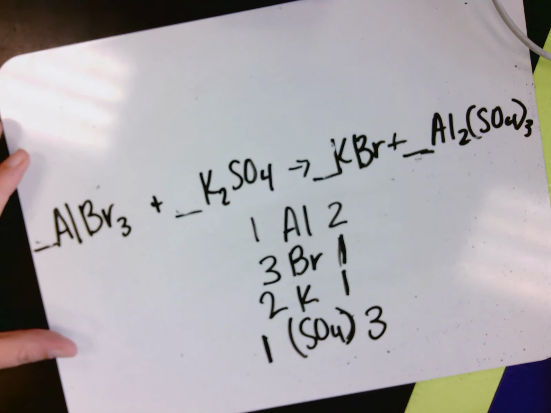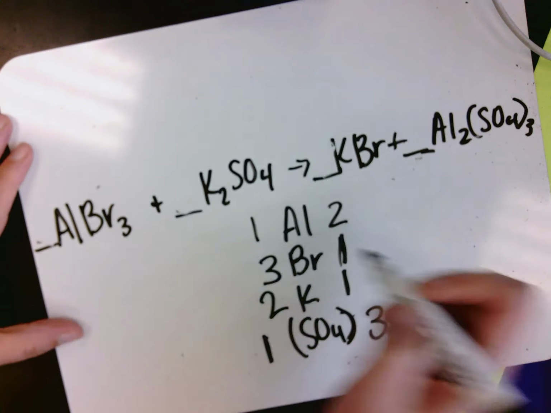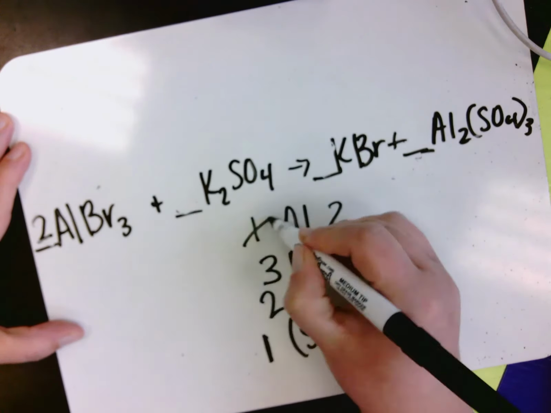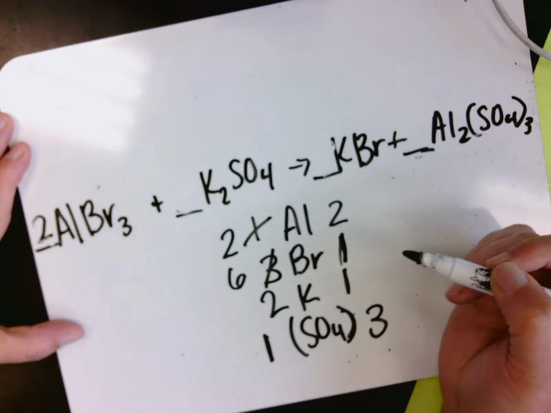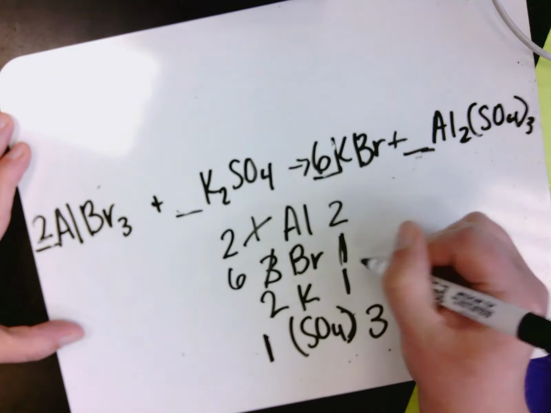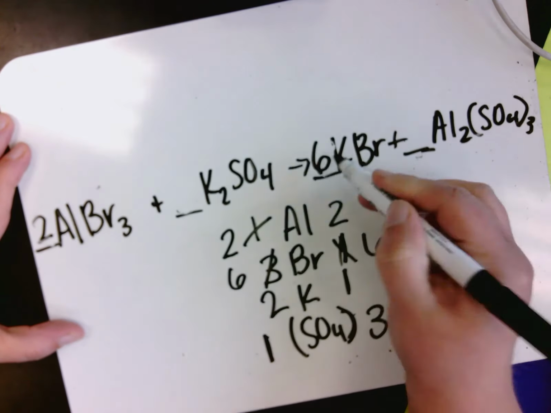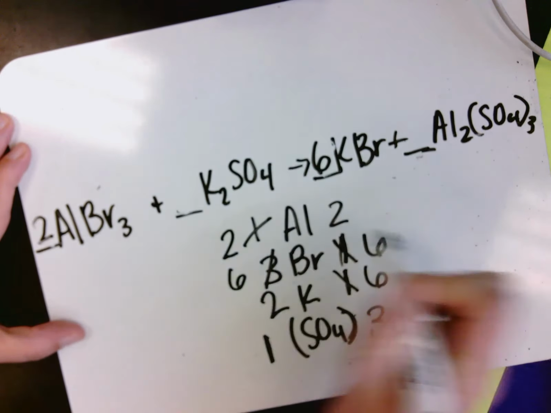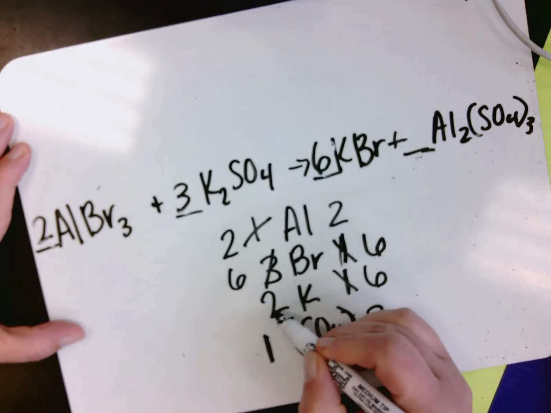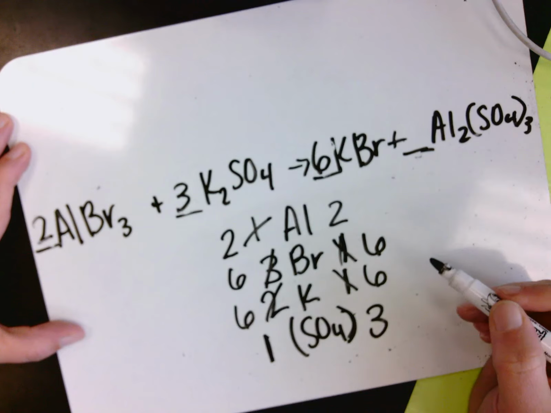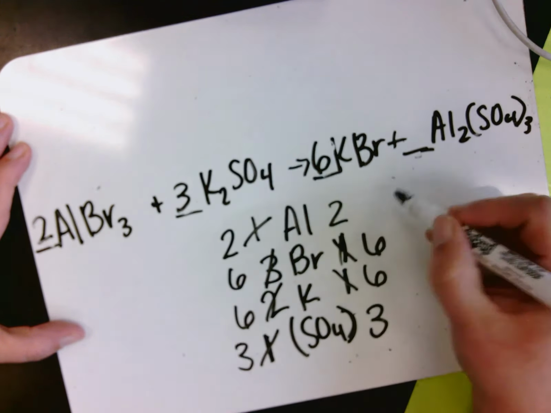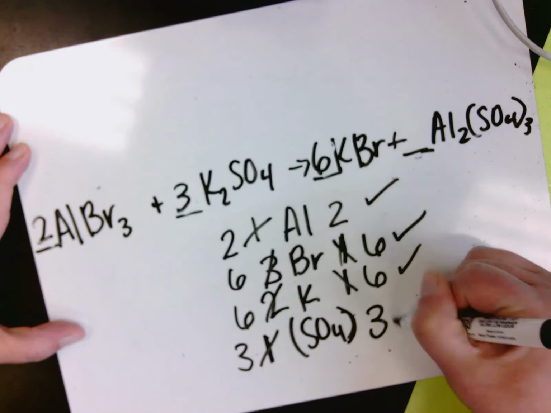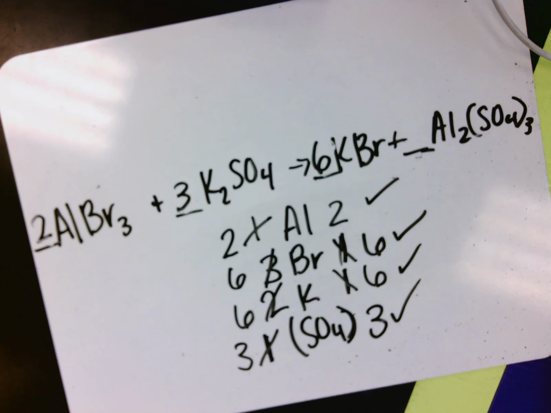Now we balance. So I want to put a 2 here so that I can have 2 aluminums on that side. That also changes my bromines to 6, just like we had before. So I'm going to put a 6 here to balance that. That changes my potassium to 6 as well, so I'm going to have to put a 3 here to balance out those potassiums. Changes that to 6. It also changes my sulfate ions from 1 to 3. So we've got balanced, check, check, and check. We've obeyed the law of conservation, and we have a balanced chemical equation.